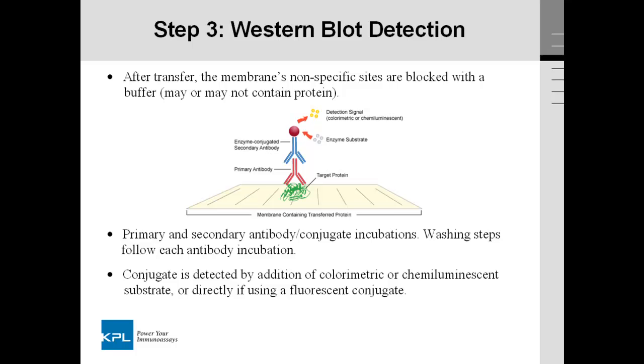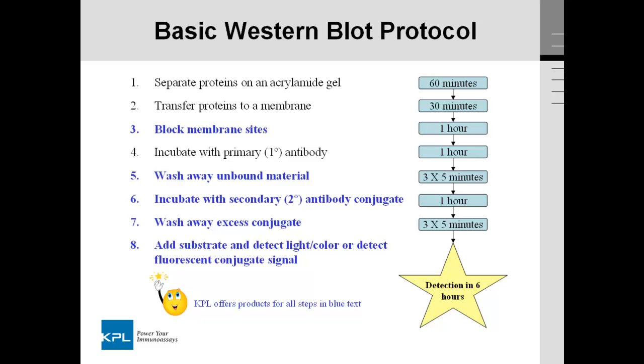After transfer, the membrane's nonspecific sites are blocked with a buffer. This buffer may or may not contain protein, depending on your system. The blot is then incubated first with a primary antibody and then with a secondary antibody conjugate for detection. Washing steps follow each antibody incubation. The conjugate is detected by addition of colorimetric or chemiluminescent substrate, or directly if using a fluorescent conjugate. Here, we have a basic Western blot protocol, which illustrates what we just discussed. The lines in blue point out the different steps for which KPL has products that may assist you.